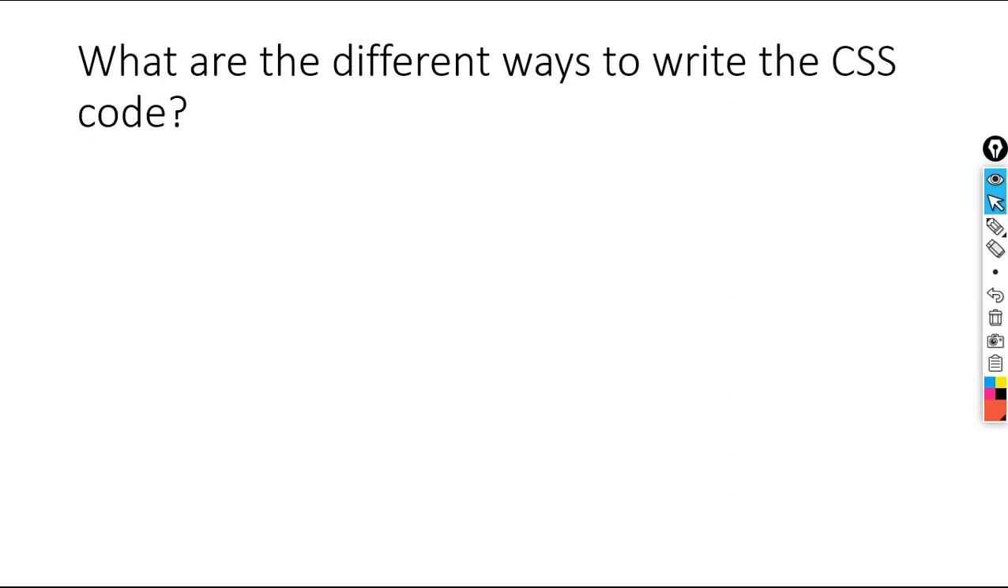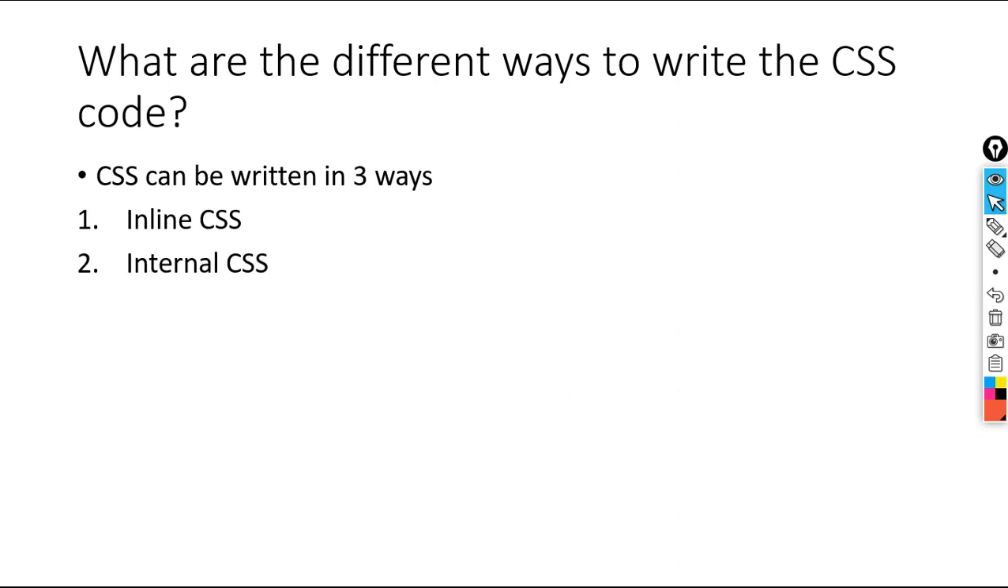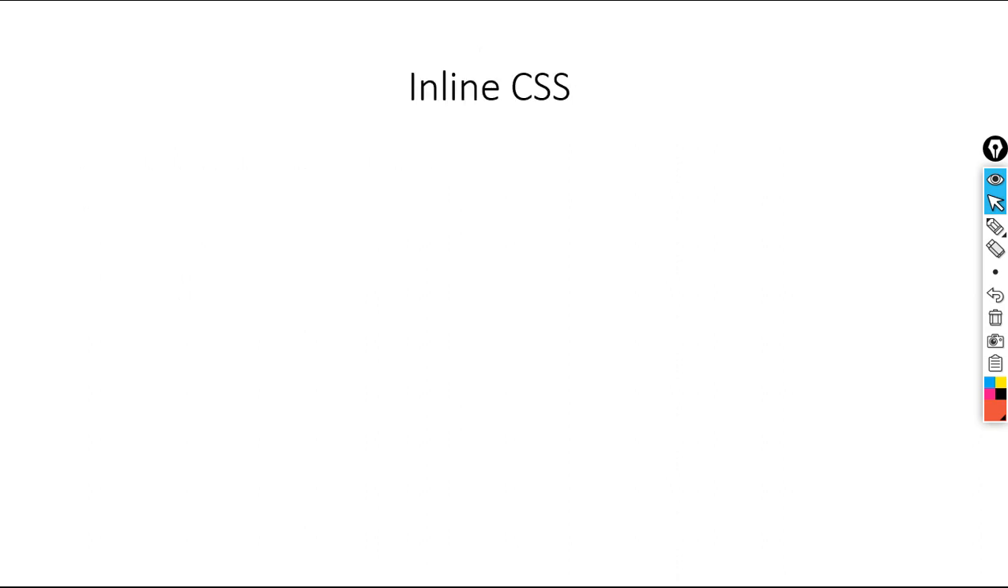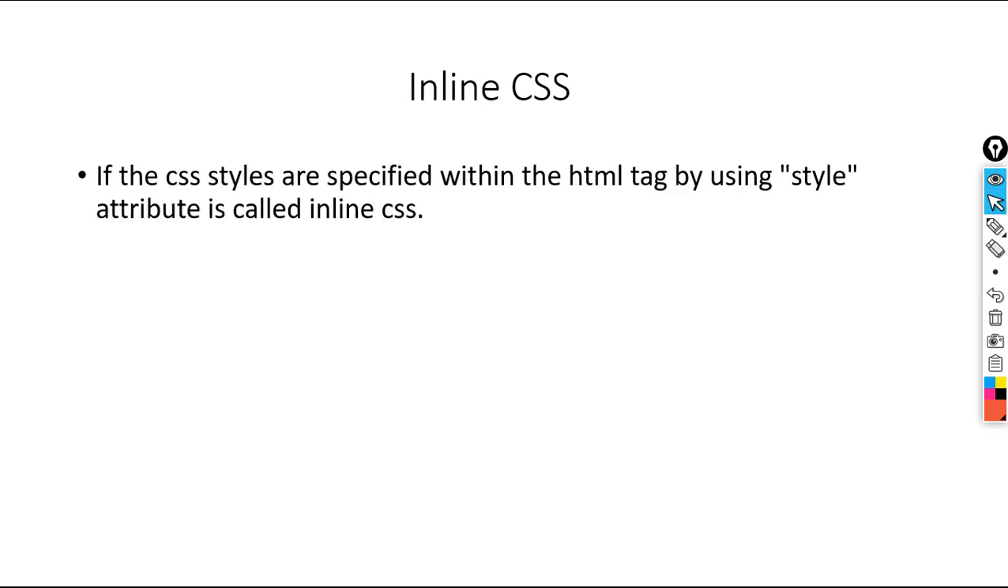Now, what are the different ways to write the CSS code? CSS can be written in three ways. What are those three ways? Inline CSS, internal CSS, and we have external CSS. What is inline CSS? Let's understand. If the CSS styles are specified within the HTML tag by using the style attribute, then it is inline CSS. Let's understand with a practical example.